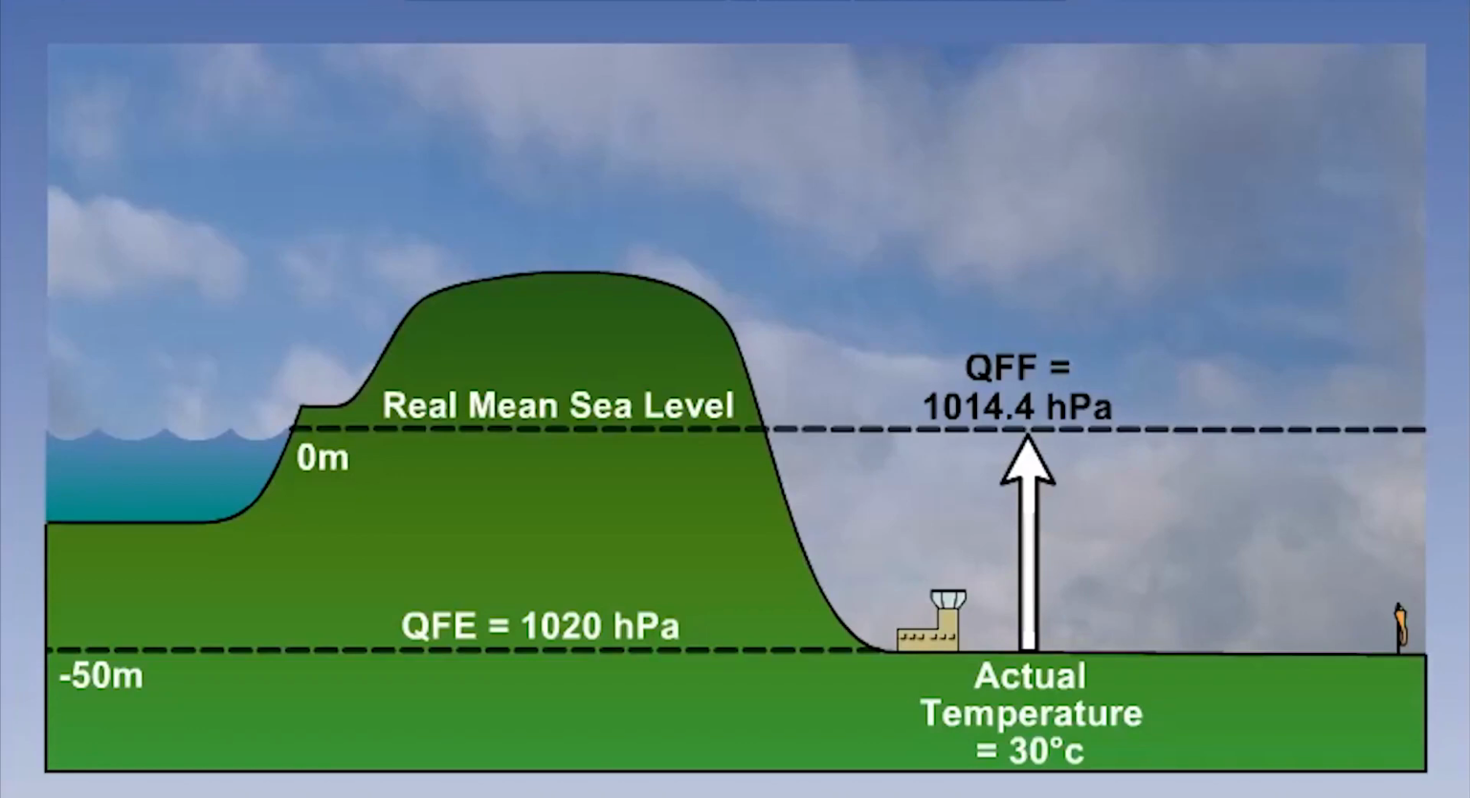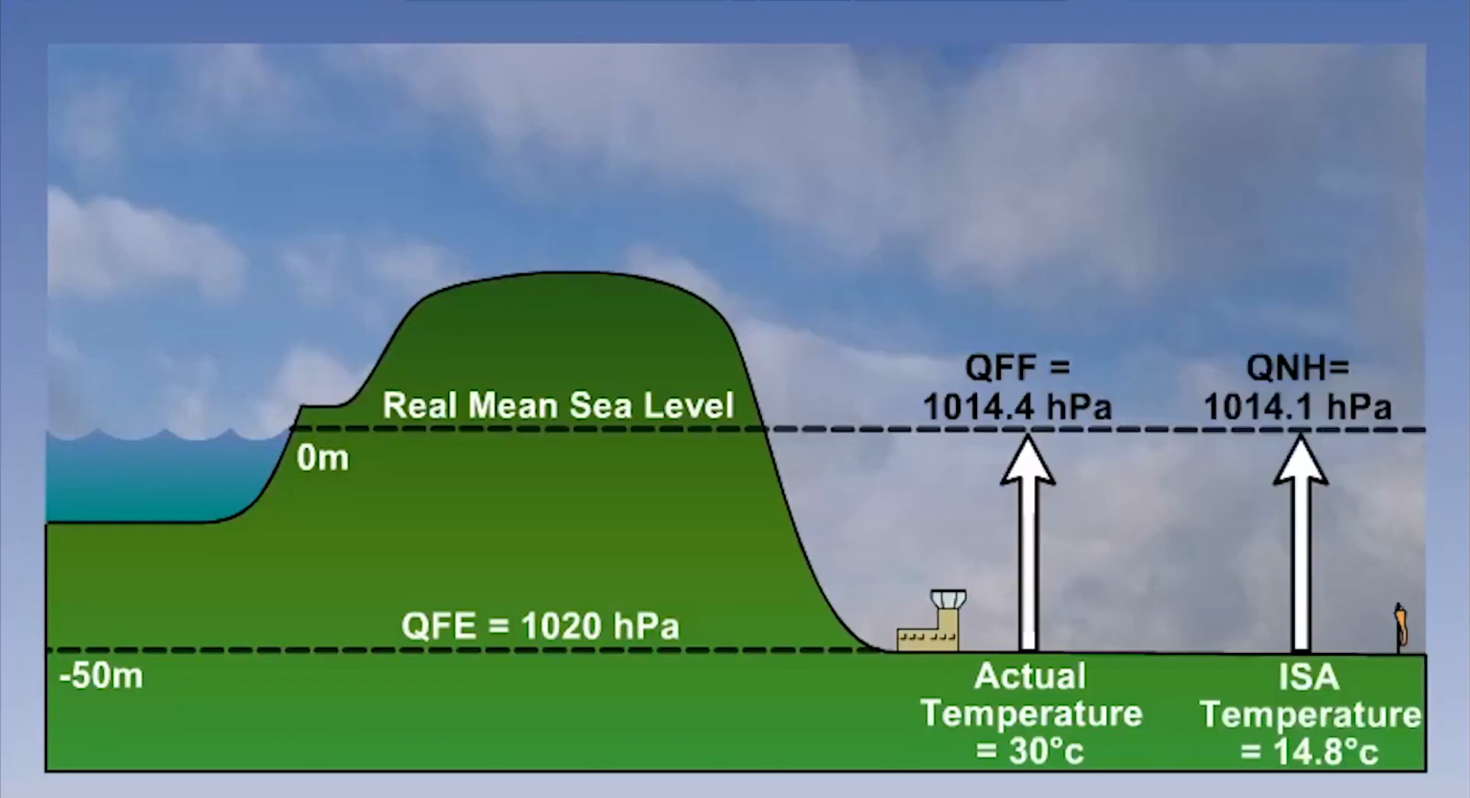QNH, on the other hand, does not know that conditions are warmer than ISA, and it uses a higher pressure lapse rate, reducing the pressure by much more. So, in 50 metres, to find the QFF, the pressure was reduced by a lot less than QNH. In this example, below sea level in warmer than ISA conditions, QFF was more than QNH.